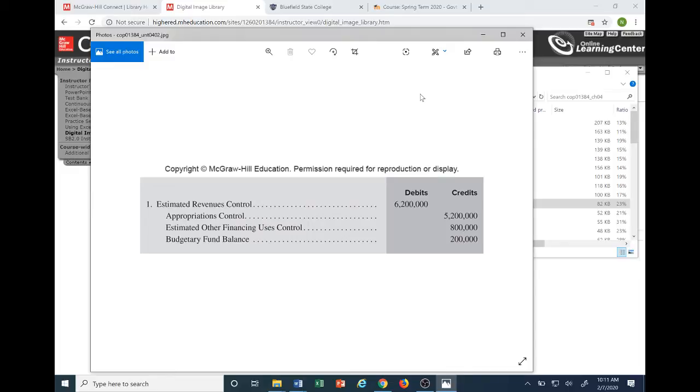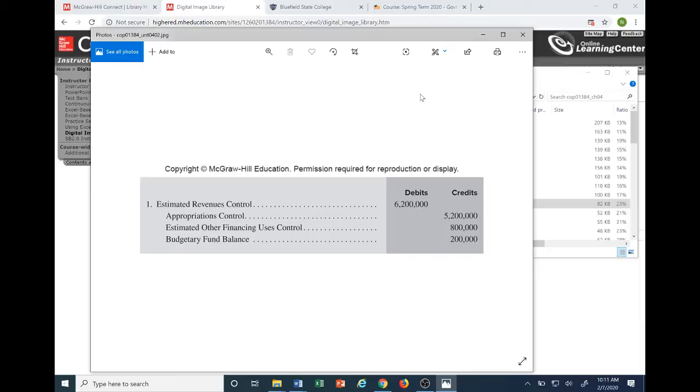And obviously, right here, this is a smaller budget. There's not a lot of other items being accounted for here. So obviously, the next thing is just to find out what the budgetary fund balance is, which is a plug figure, right? It's the difference between the debits and the credits.